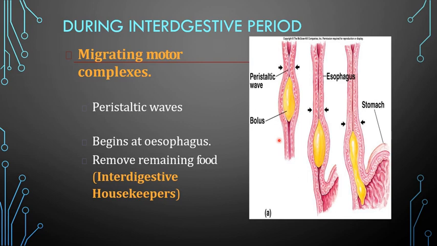Because of this reason, the migrating motor complex in the small intestine is called the interdigestive housekeeper or housekeeper of the small intestine. So this migrating motor complex is a very important short question for you in the theory exam.